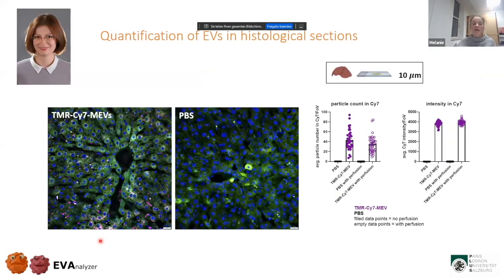Something that we also look into is the quantification of EVs in histological sections. So we try to dose the mice with the EVs and then make liver sections, for example. And when we look at these liver sections, we see that we can find back our EVs in the cells, and we can analyze these images by EVAnalyzer. This is an experiment where we look at liver sections with and without perfusion.